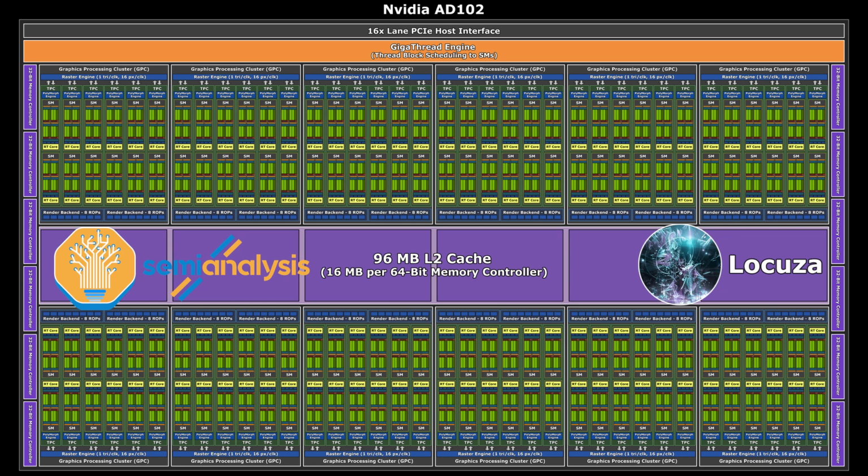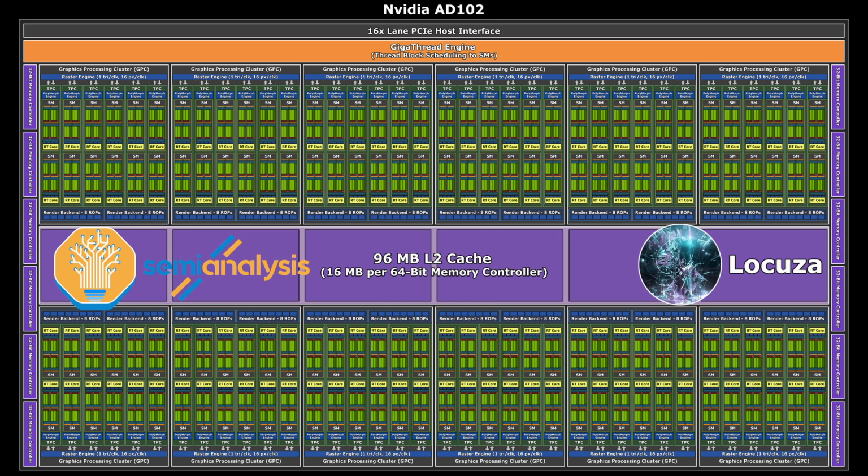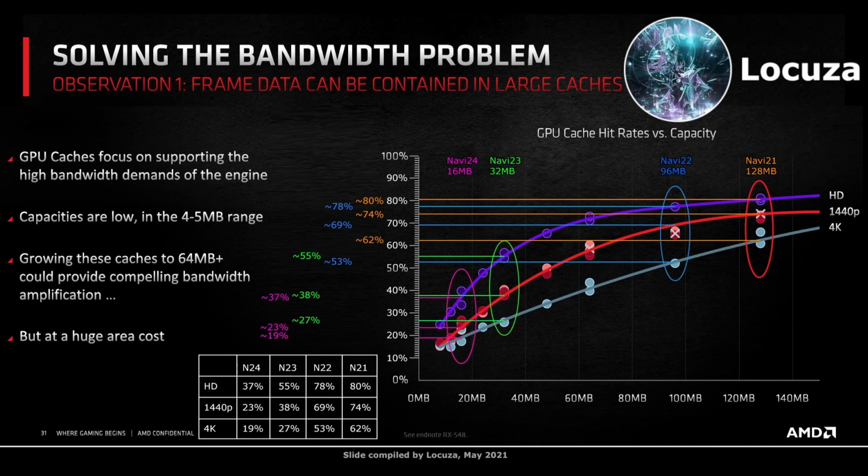So we can expect memory speeds to improve slightly to somewhere in the region of 21 gigabits per second, maybe a little bit higher, but mostly around there. This increase in memory bandwidth is not enough to feed the beast that is AD102. As such, Nvidia seems to have added 96 megabytes of L2 cache, which is way larger than Ampere GA102's 6 megabytes of L2 cache.